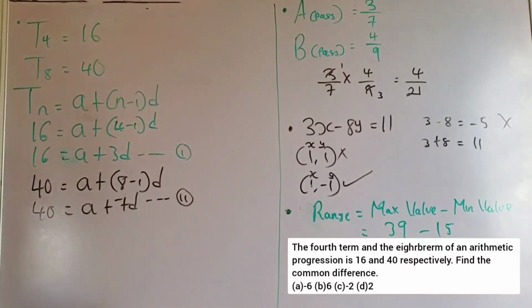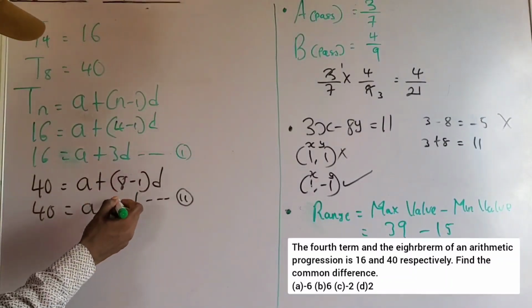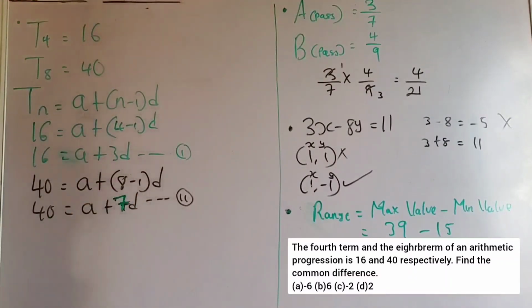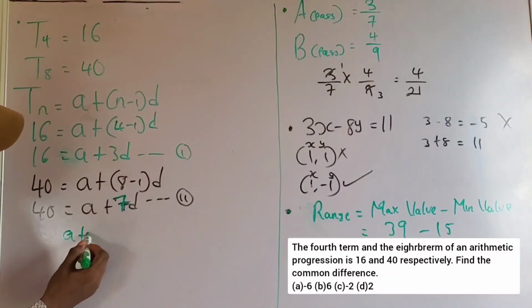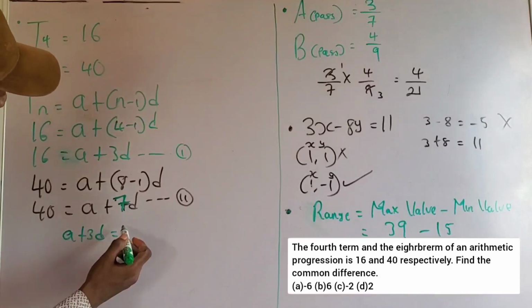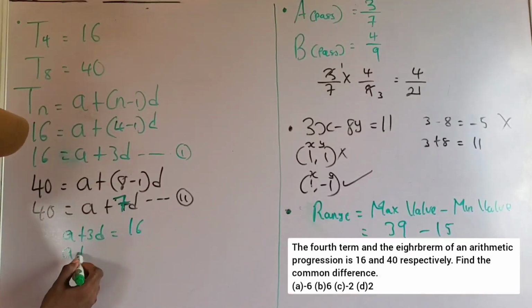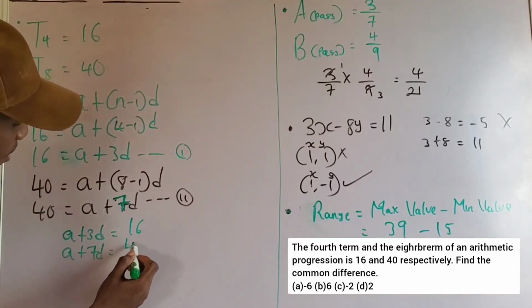Now we have two equations. We have a pair of equations which can be solved simultaneously. You can use the elimination method or the substitution method. So let us combine both equations. I have equation 1, a plus 3d equals 16. And then equation 2, a plus 7d equals 40.